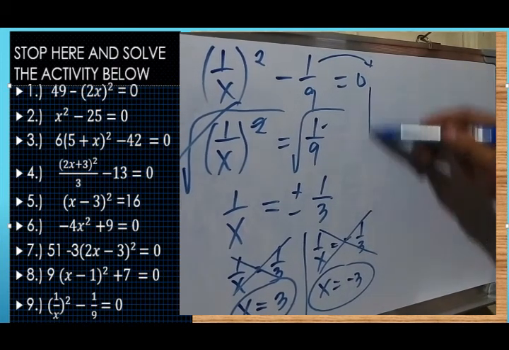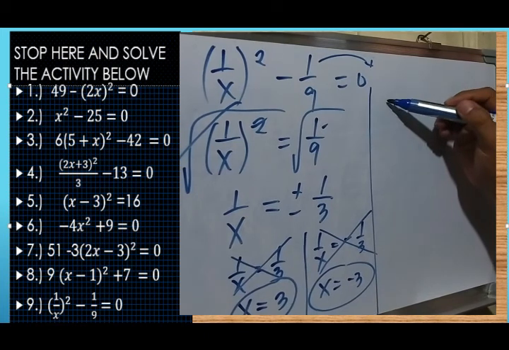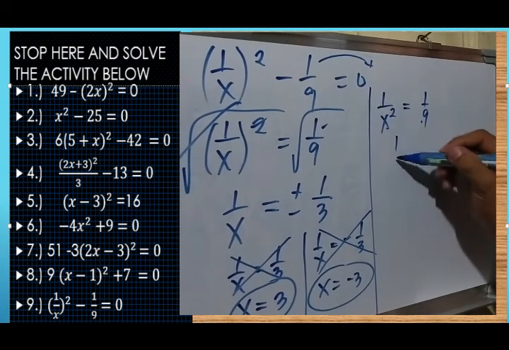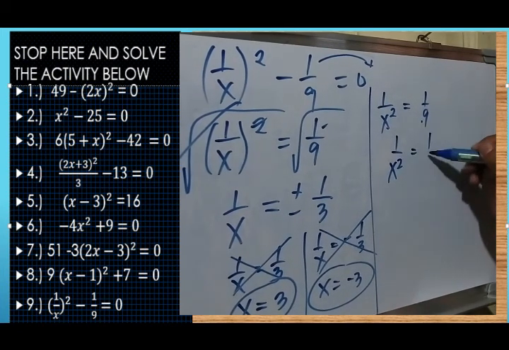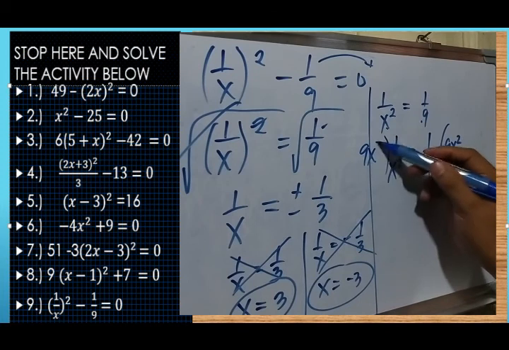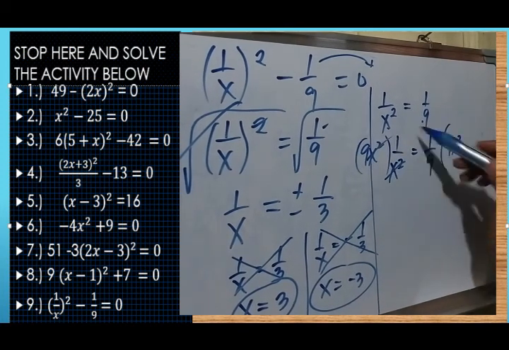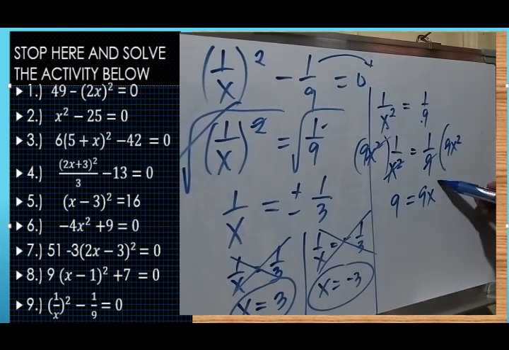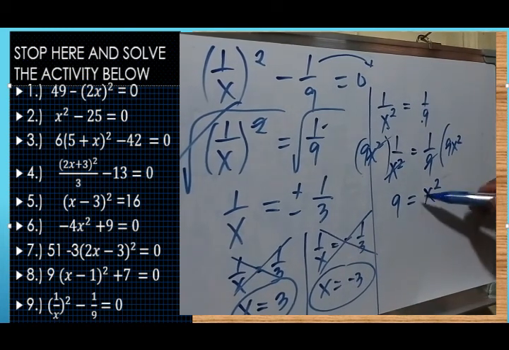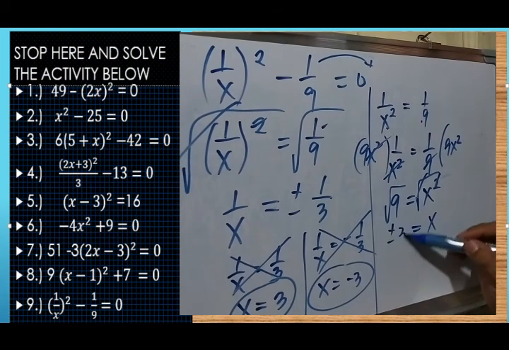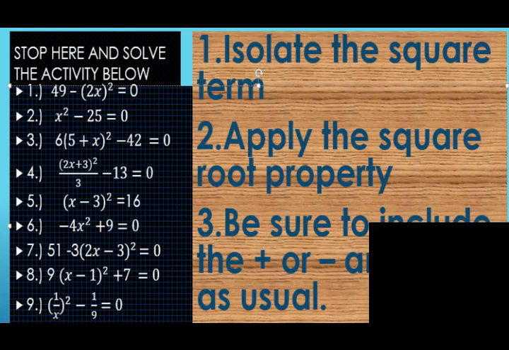Or you may use another way. Let's say, for example, 1 over x squared is equal to 1 over 9. Simply multiply both sides by 9x squared, which is the least common denominator of the two fractions. So you now have, cancel x squared, you now have 9 times 1 is equal to 9. Then 9x squared divided by 9 is x squared. Then you can extract the square root of both sides. So square root of x squared, square root of 9 is equal to x is equal to positive negative 3. This is all for extracting the square root.